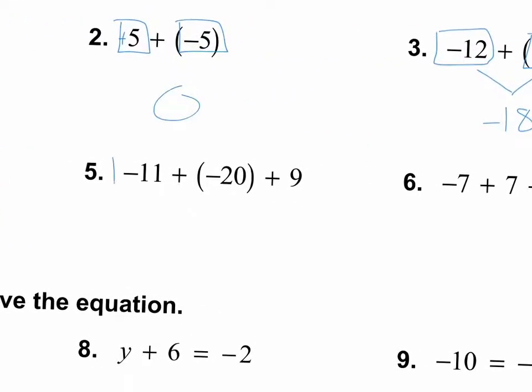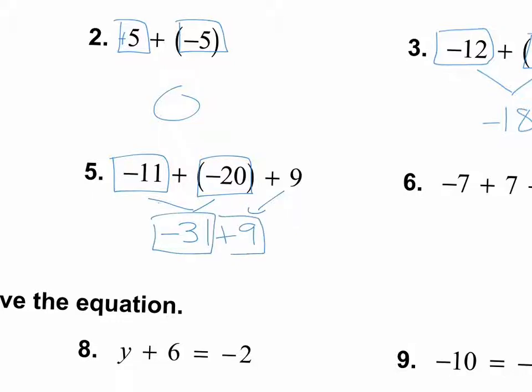Okay, step by step, I have a -11, a -20. Same signs, we go ahead and combine. So 11 plus 20 is 31, and we keep the sign. Then I just drop that positive 9 down here. Then I have a -31, a positive 9. Opposite signs we subtract, so 31 minus 9 gives you 22. And 31 is bigger than 9, so we keep that negative, because I have more negatives than I do positives.